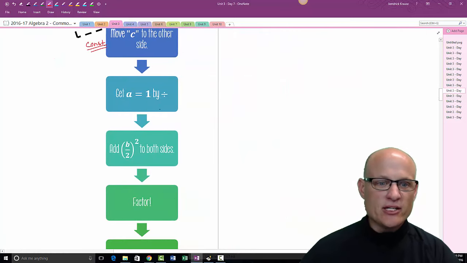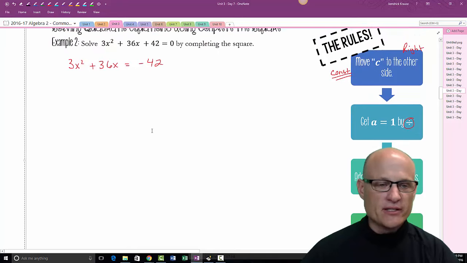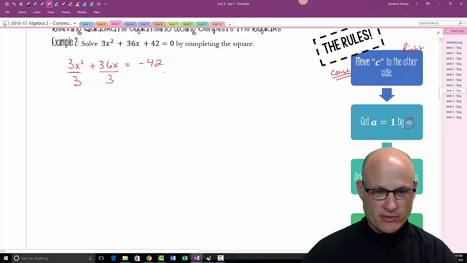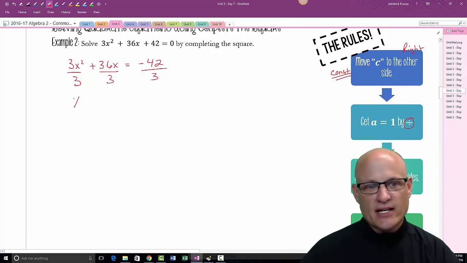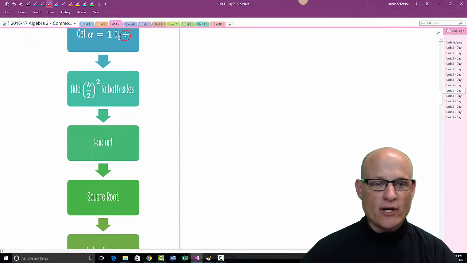Get a equal to 1 by division. So we need to get a equal to 1. Right now a is 3. So what we're going to do is divide. We divide everything over here by 3, and we divide this side by 3. And so what I end up with is x squared plus 12x equals negative 14. We are going to add b over 2 squared to both sides.